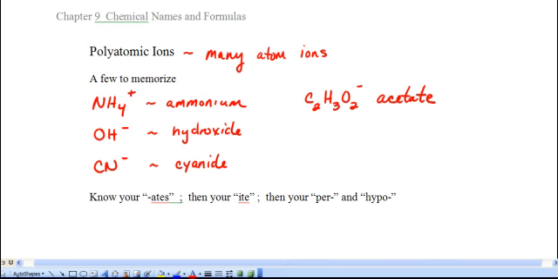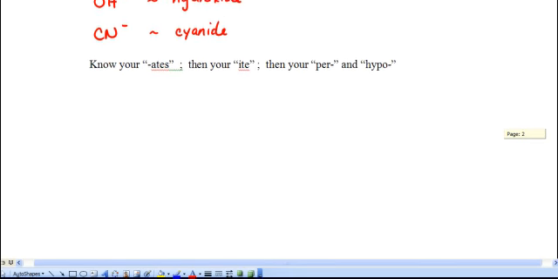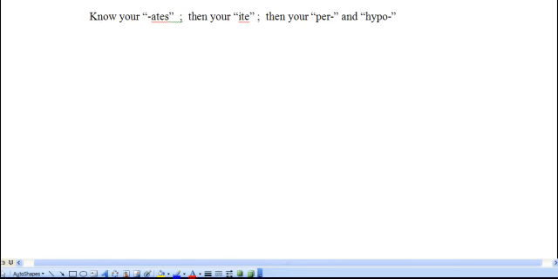Now in the next set, there are a few rules that would really help in trying to learn these polyatomic ions. What I always tell everybody is to know your -ates, then your -ites, your pers, and your hypos are just rules. Now what does that mean? Well, let's start with ClO3-. Chlorine, when it is attached to oxygen, is called chlorate. So that's an -ate that you want to know. If I take nitrogen and attach it to oxygen, in this case 3 of them, with a 1- charge, we call that nitrate.